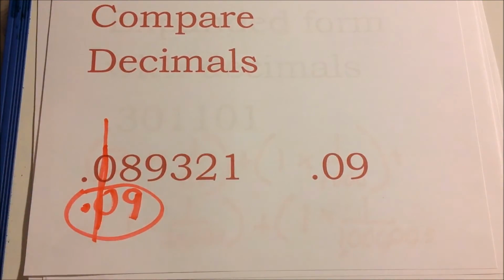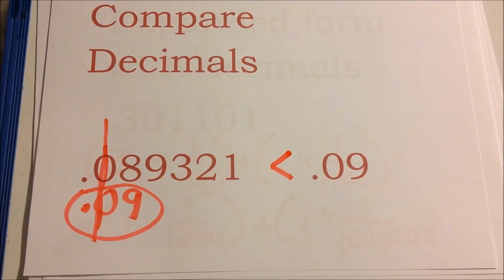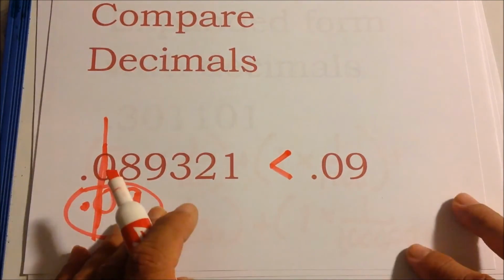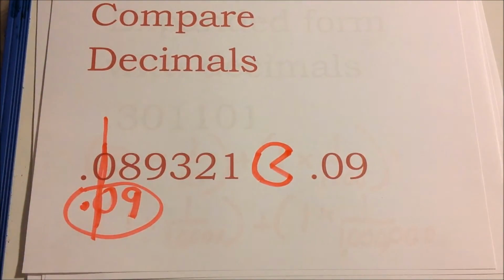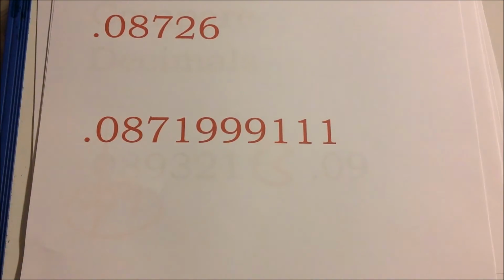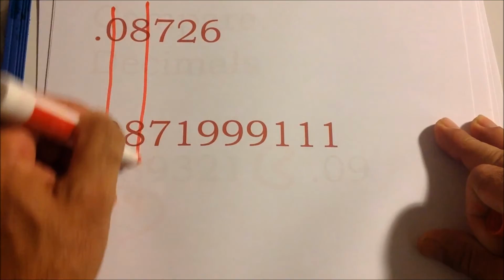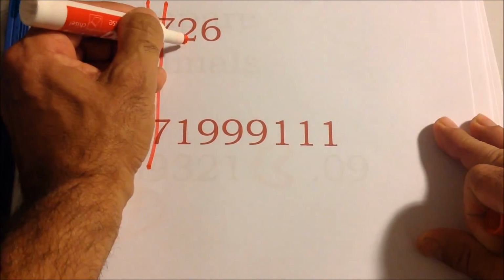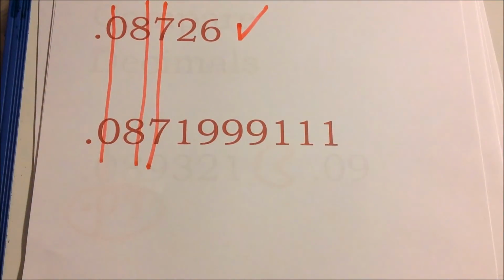So 0.09 is greater. You have that symbol, right? We always point to the smaller number. Well, the alligator is always eating the bigger number, or, right, Pac-Man, or... So what about this one? Which one's the greater number? So it's lined up already, so we can say, well, they both have a 0, they both have an 8, they both have a 7. This has a 2, and that has a 1, so this one's the greater number.